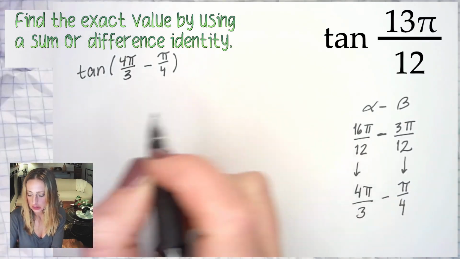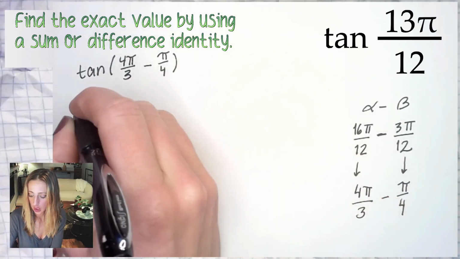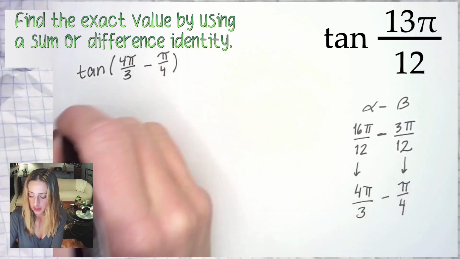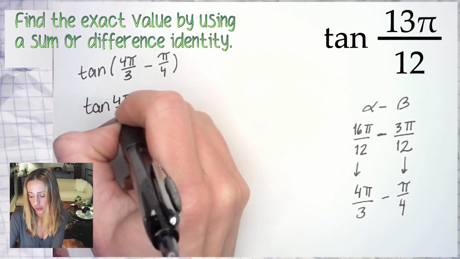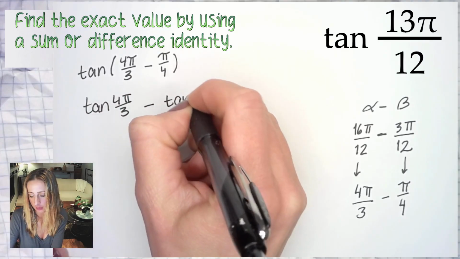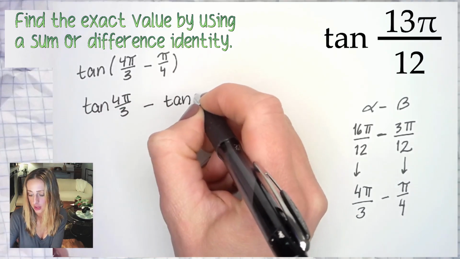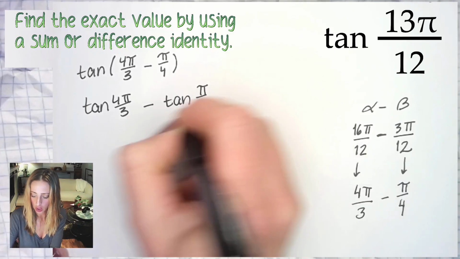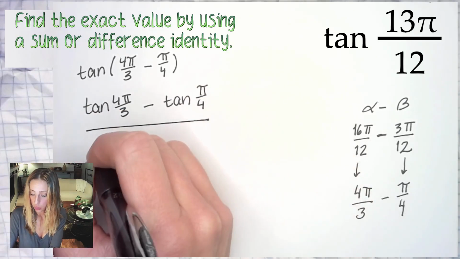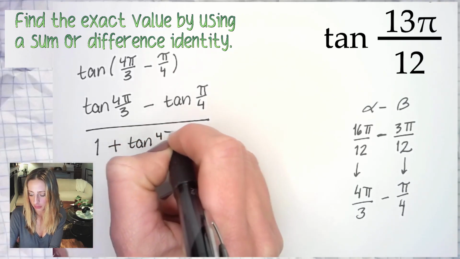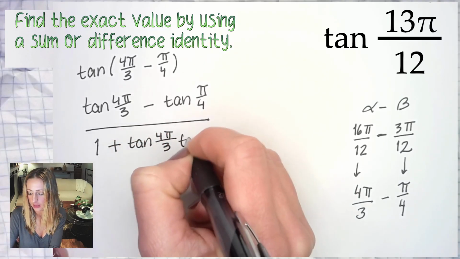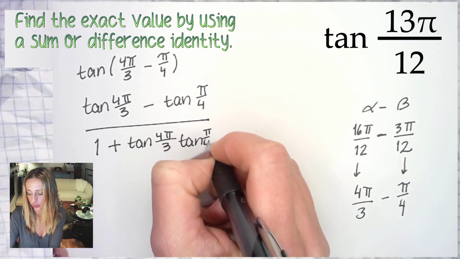Alpha, beta, now we apply the sum or difference identity formula. Tangent of 4 pi over 3 minus, top sign matches. Tangent of pi over 4 over 1, opposite sign, plus the product. Tan of 4 pi over 3 and tan of pi over 4.